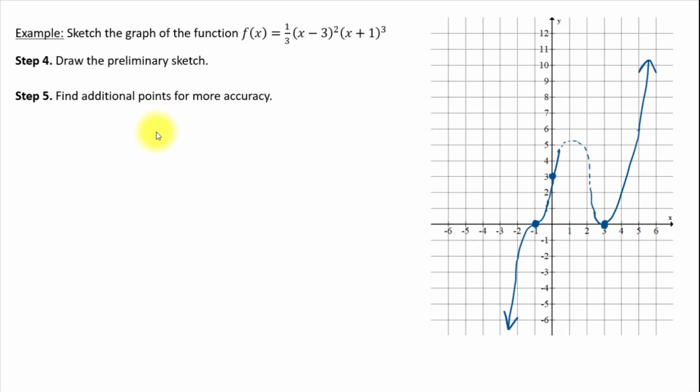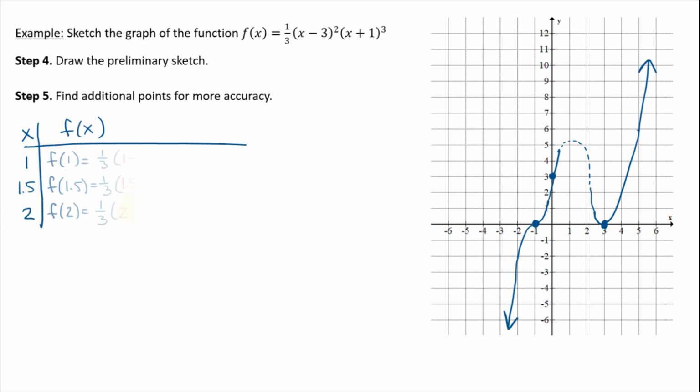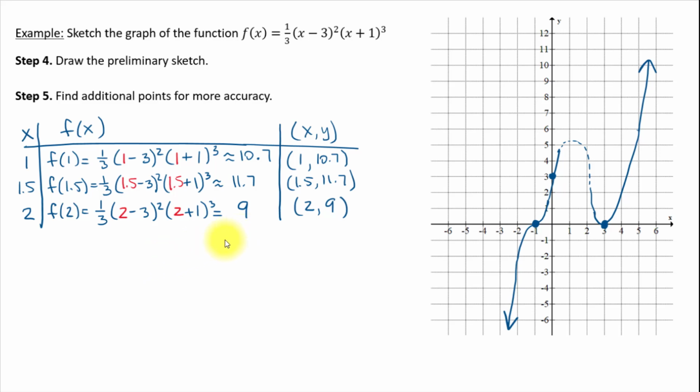And in the last step, I'll find additional points for more accuracy. Obviously, this is the portion of the graph that I'm not certain about. I need to get some idea of where this turning point happens. So this tells me that I need to find a few more additional points at x values around 1 and 2. So I'll try to find 3 additional points at x equals 1, x equals 1.5, and x equals 2. To find the corresponding y values or function values, I simply have to plug the chosen x values into the function. Okay, so these are the 3 points that I computed for x equals 1, 1.5, and 2.